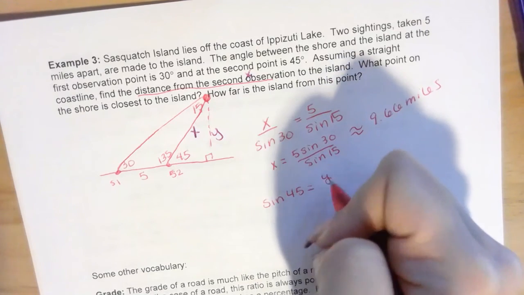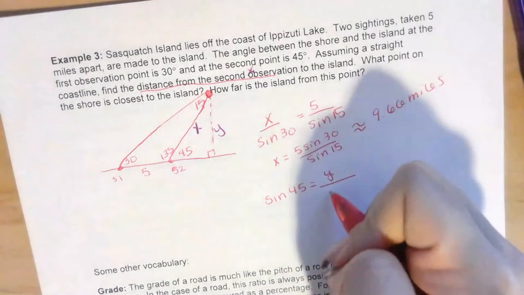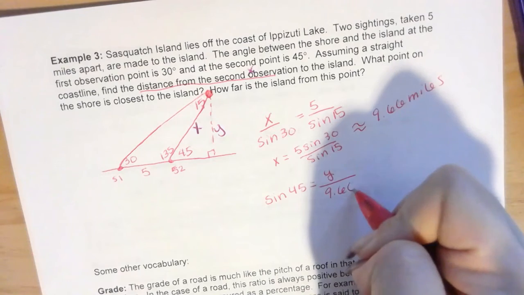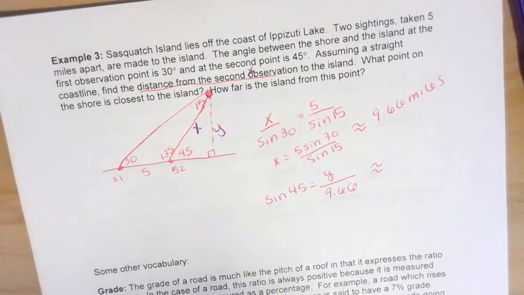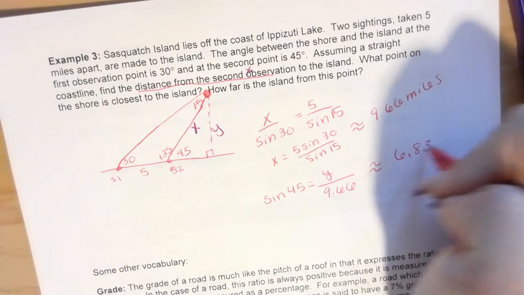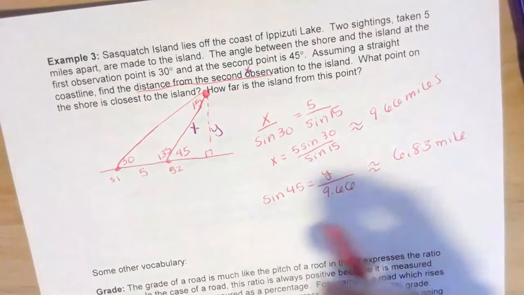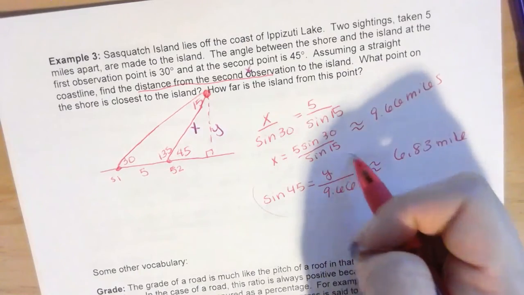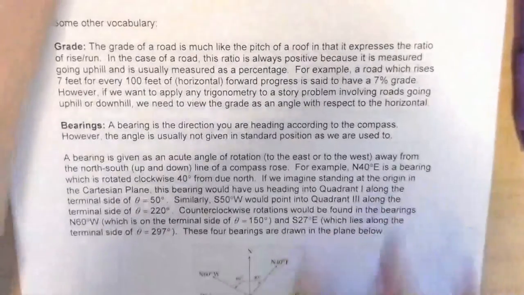equals y all over. Now, if you want, guys, put in the 9.66. You'll find that it does come out correct. Or put in the 5 sine 30, sine 15 if you want to be specific. And then we find out that we have 6.833 miles. Because, of course, we're going to multiply the sine of 45 times 9.66. Alright, just some vocabulary at the end, and I'm going to go over this.